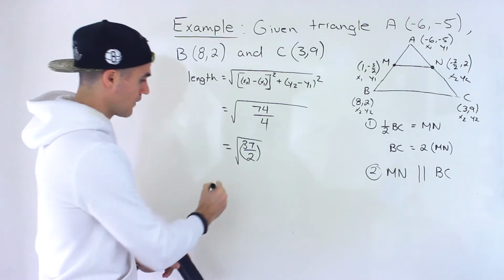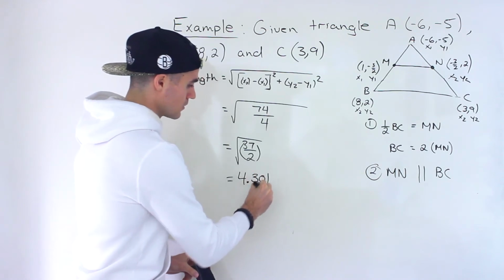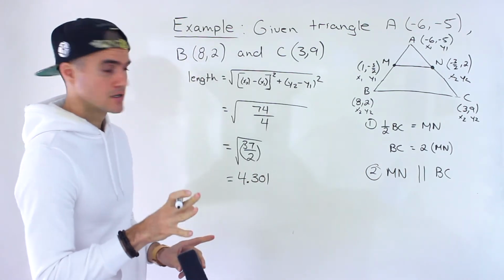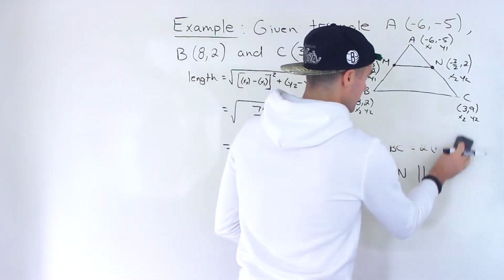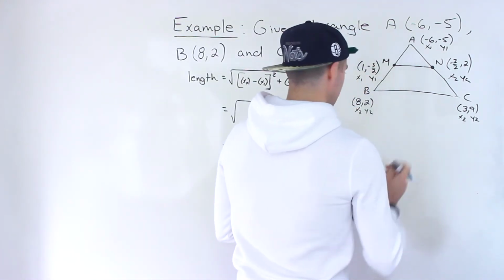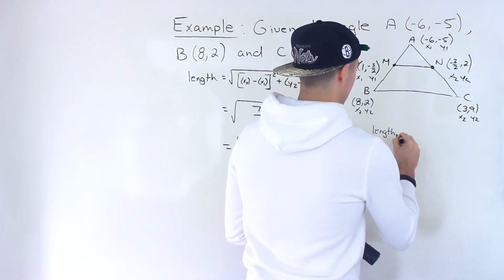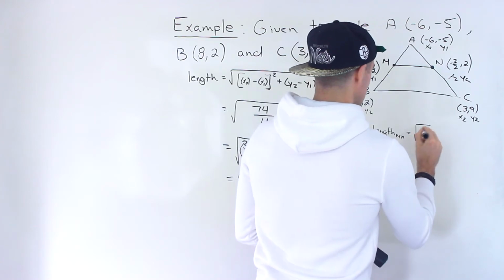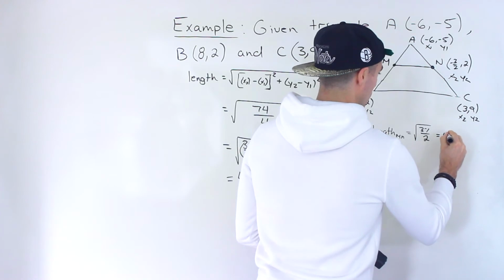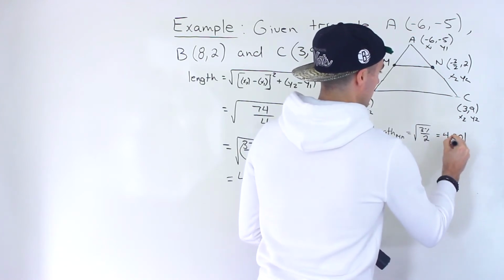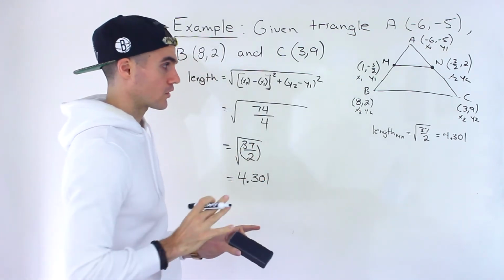The square root of 18.5 is going to give you approximately 4.301 if we round it to 3 decimal places. So that is the length of MN: either the square root of 37 over 2, or in decimals 4.301. I'm going to keep this exact value in case your teacher wants you to work with exact values.